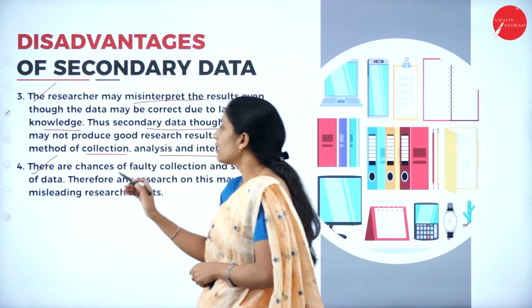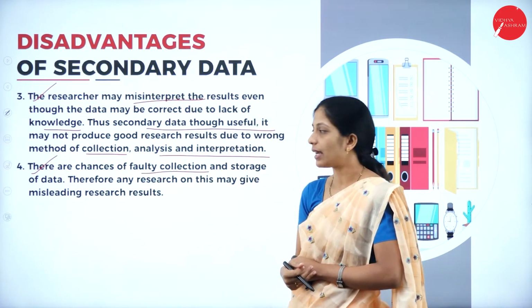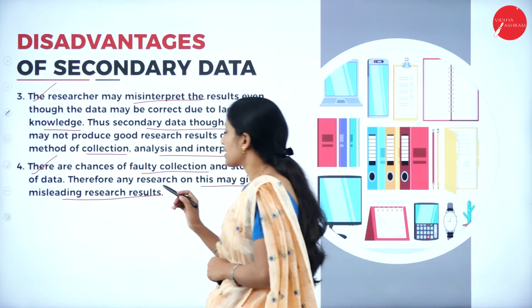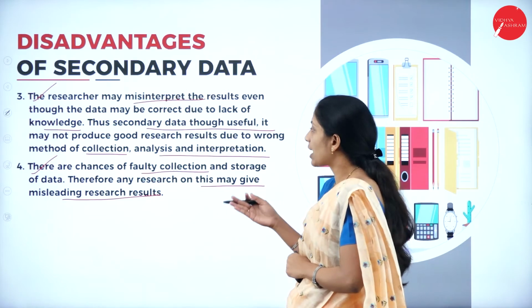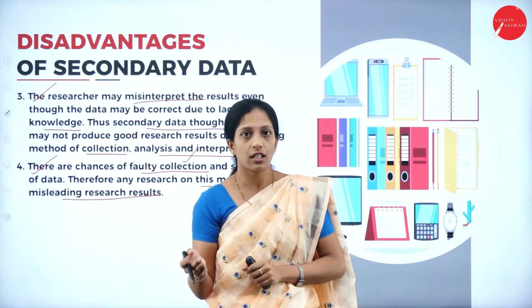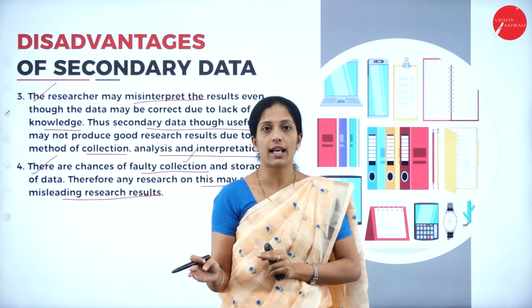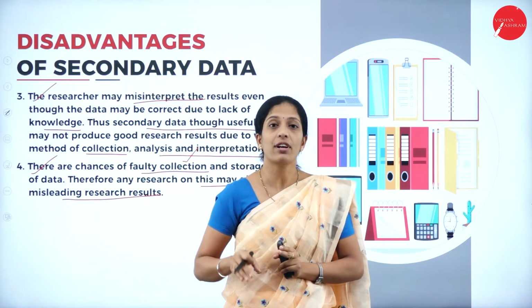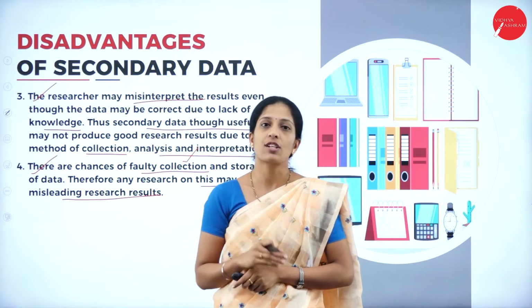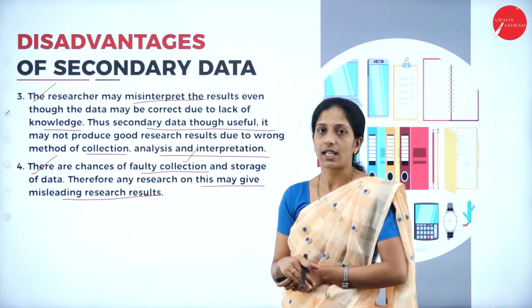Next, fourth point, there are chances of faulty collection and storage of data. Therefore, any research on this may give misleading research results. So, there may be chances of faulty collection. So, here the organization or any other individual who has collected the data did not do so properly or correctly. But the researcher has referred to that information in his research work. Here also his research work will go wrong. So, these are a few disadvantages of secondary data.